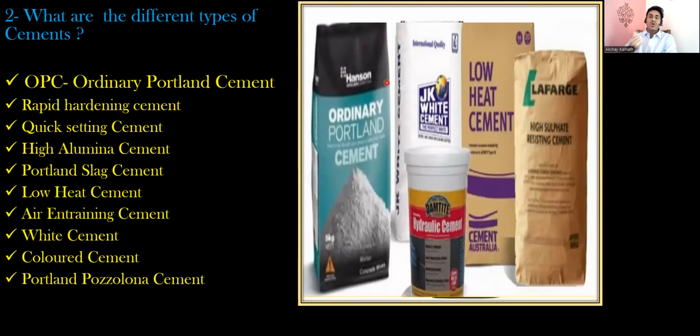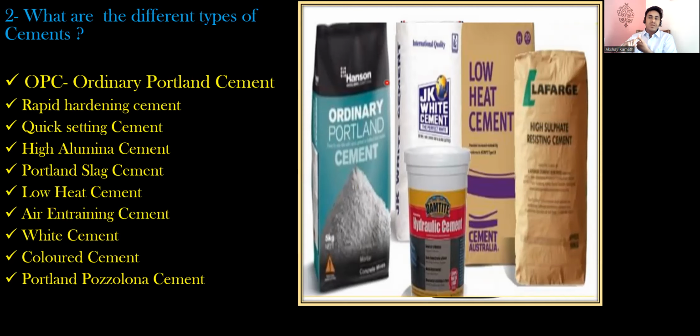We can start with ordinary Portland cement. Then we have blast furnace slag cement. Then we have rapid hardening cement. Then we have extra rapid hardening cement. Then we have sulfate resisting cement. Then we have high alumina cement, air entraining cement, white cement, and so on. So there are more than 15 to 16 different types of cement. Now you don't have to remember everything. Even if you remember 4 to 5 cements, it is good.